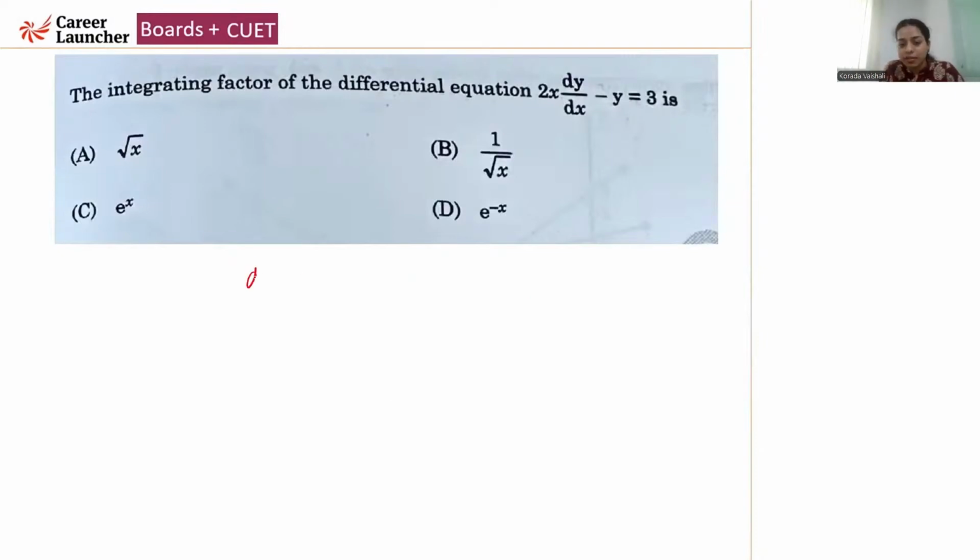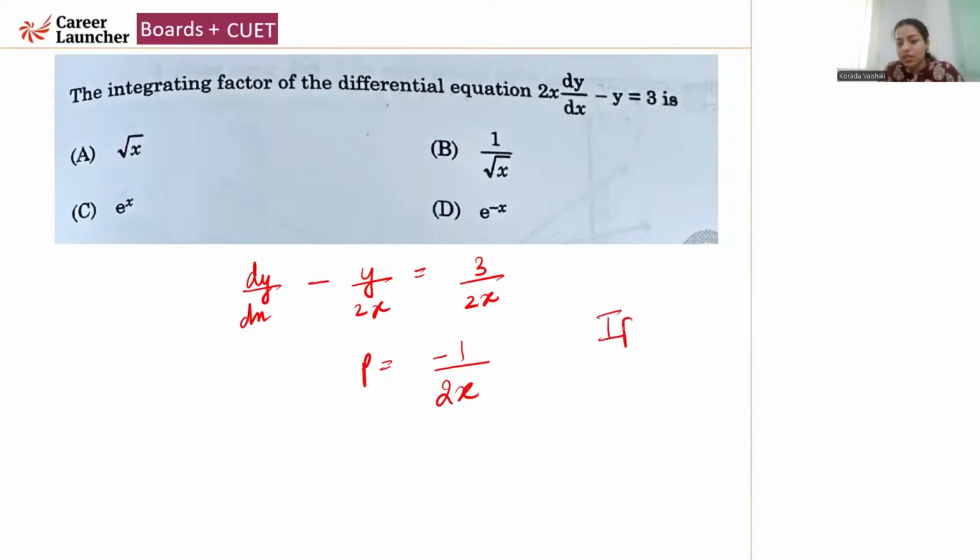So first, let's simplify this. dy by dx minus y by 2x. I'm dividing the whole equation by 2x, so this is equal to 3 divided by 2x. Now what is the value of P? P is -1 by 2x.